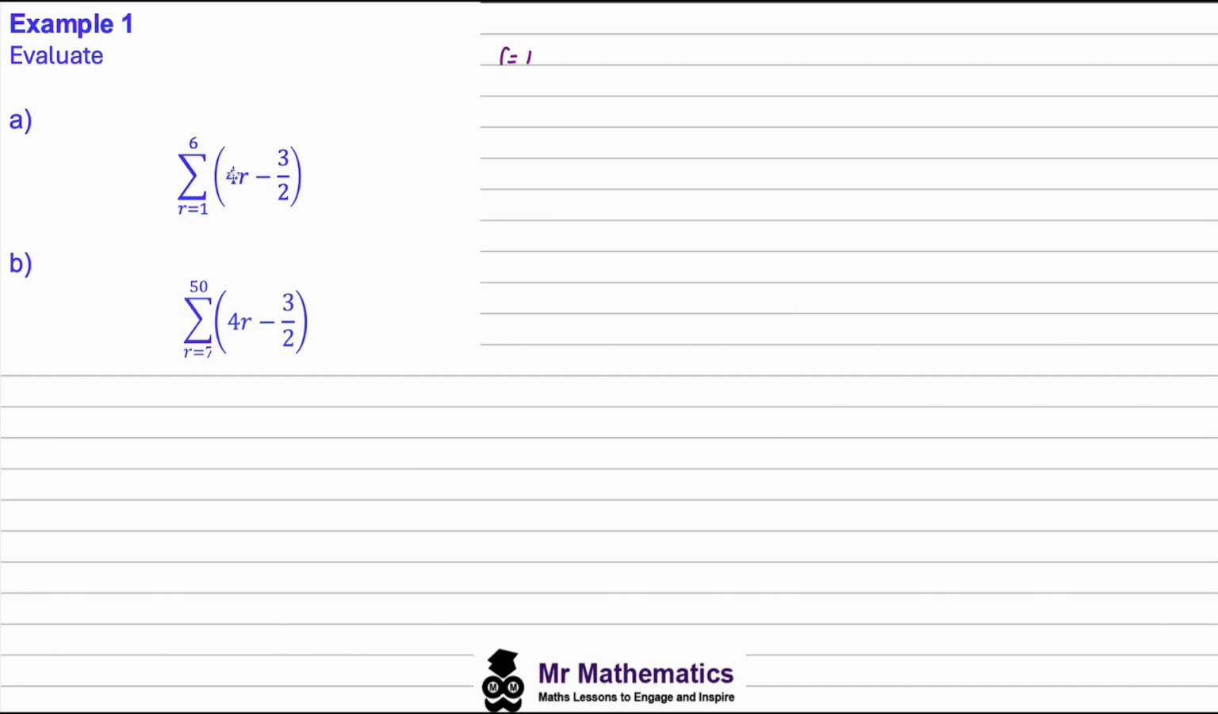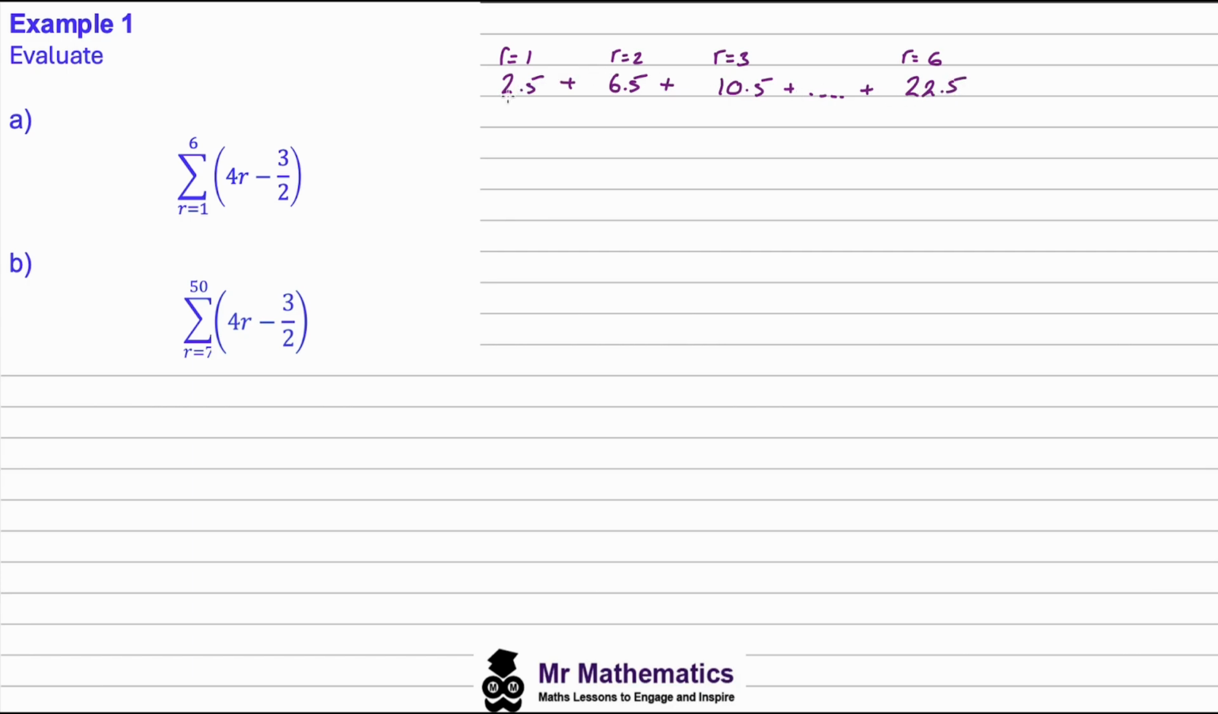So when r equals 1, we've got 4 minus 1.5. So this will be 2.5. When r equals 2, we've got 8 minus 1.5, so 6.5. And when r equals 3, we've got 12 minus 1.5, so 10.5. And we're adding all of these together, okay? All the way until r equals 6. And this will be 24 minus 1.5, so 22.5.